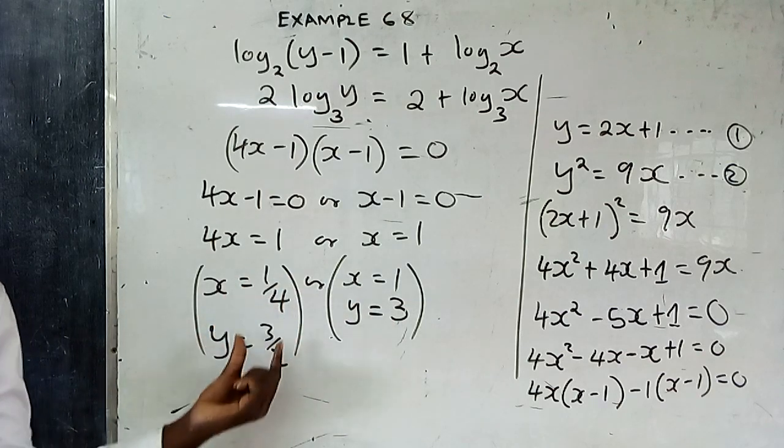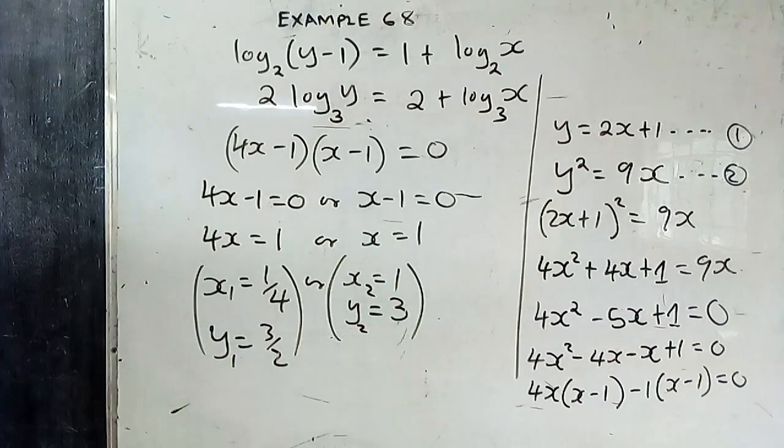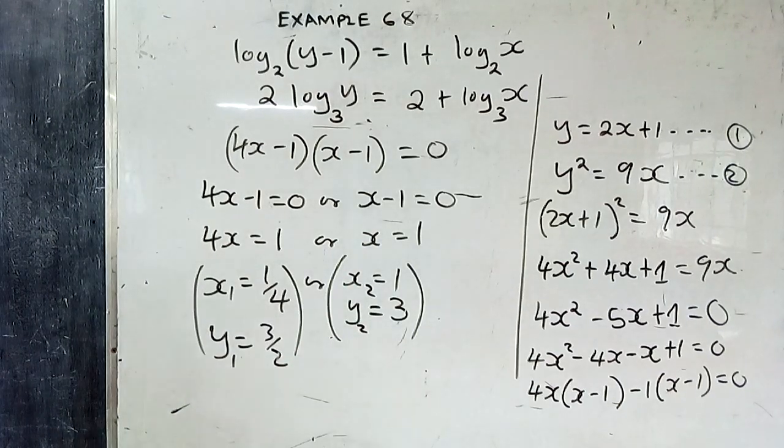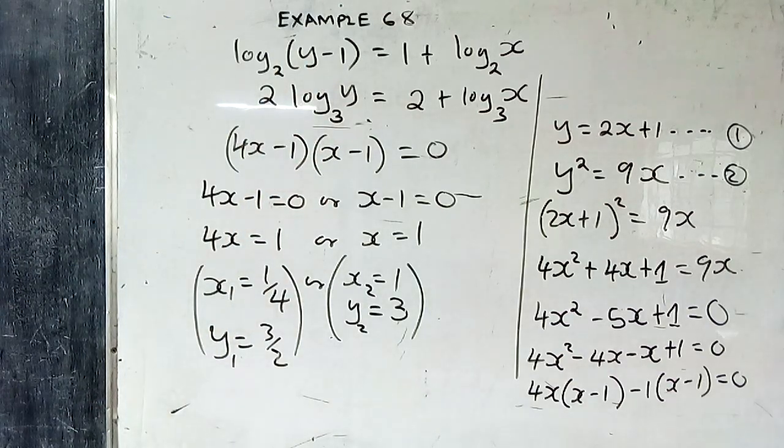Meaning when x is a quarter, y is 3 over 2. So you can say this is x1, y1, and this is x2, y2. Second solution, isn't it? Are we together? And you solve the simultaneous logarithmic equation.